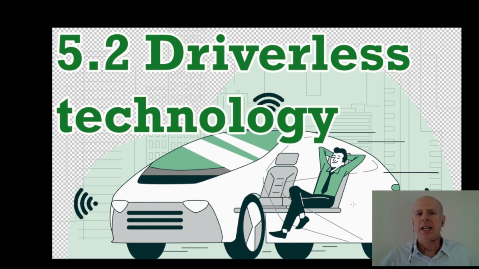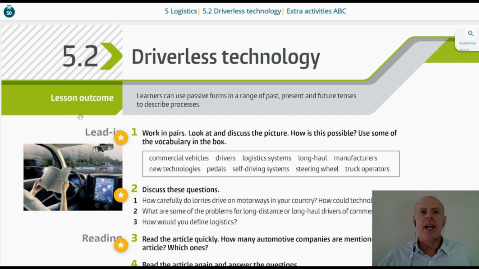What is that? Look here, the guy is sitting comfortably. There's nobody, no human driving the car, but the car is going to the right destination. This is incredible. No, it isn't incredible, because it's already a reality in some places, in some successful tests. And the lesson today will be about this. We'll learn how to use the passive form in a range of past, present, and future tenses to describe processes. The first part of the lesson is more connected to vocabulary.